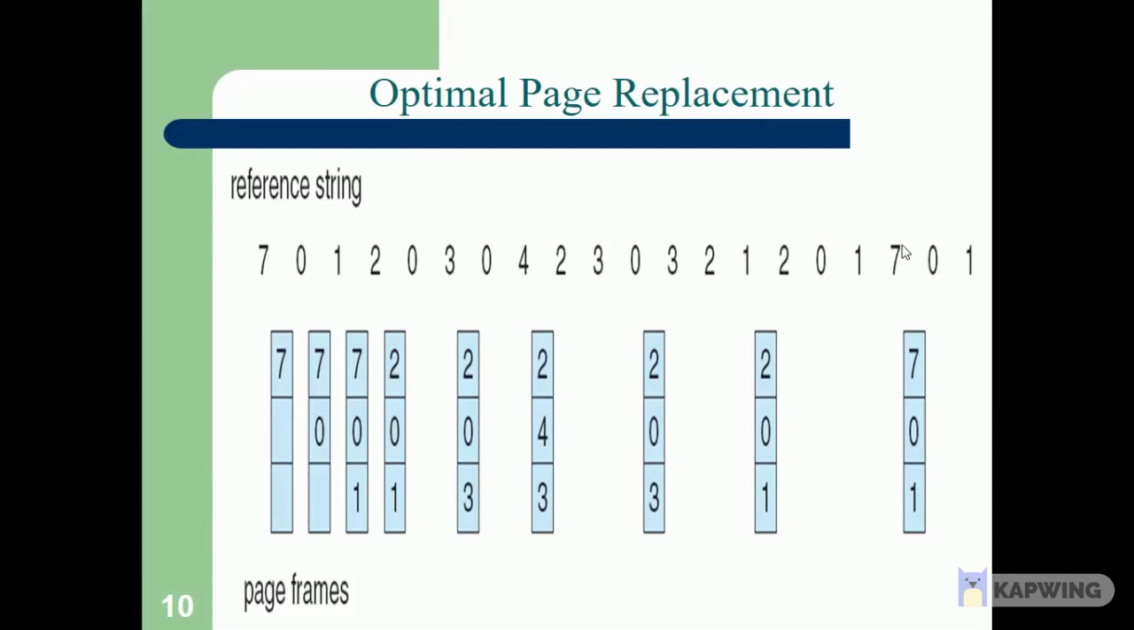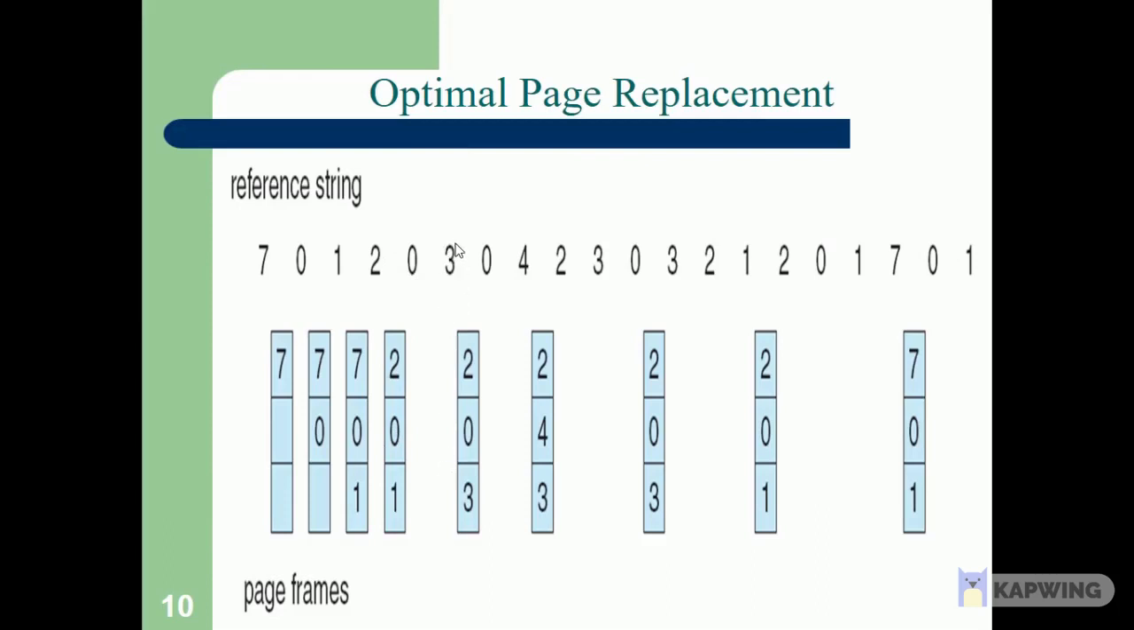So we replace 7. So we should know the future, means we should know which comes early and which comes late in the optimal page replacement. So here we replace 7 with 2. So a page fault has occurred, so number of page faults is 4. Then the next page is 0. So 0 is already available in our frame, so no page fault.